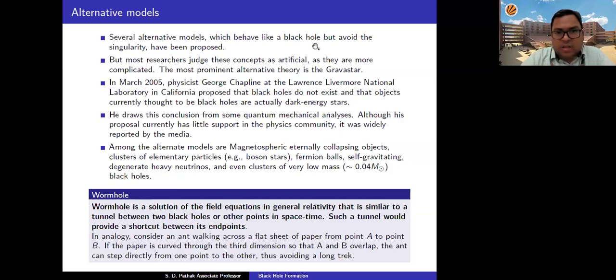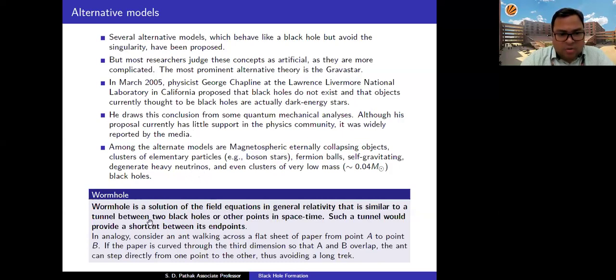And another alternative theory of the black hole: what about the singularity? No singularity, just a continuously collapsing object. Abhas Mitra, working at the Bhabha Atomic Research Centre, proposed that the black hole is a continuously collapsing object, and there is no singularity. Other theoreticians are working on the gravastar. So a prominent alternative theory of the black hole is called the gravastar, and it is a different theory.